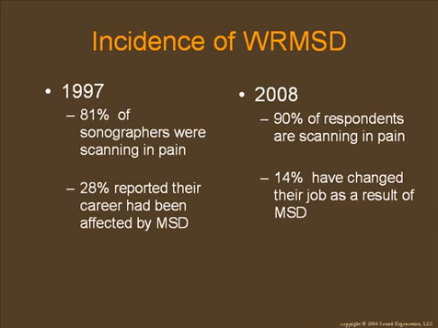The incidence of work-related musculoskeletal disorders has changed over the past 11 years. In 1997, a survey done in the United States showed that 81% of sonographers were scanning in pain. 28% of the respondents reported that their career had been affected by this disorder. The survey was again repeated in 2008, and the incidence of injury was 90%, with 14% of those responding having changed their job as a result of this injury.